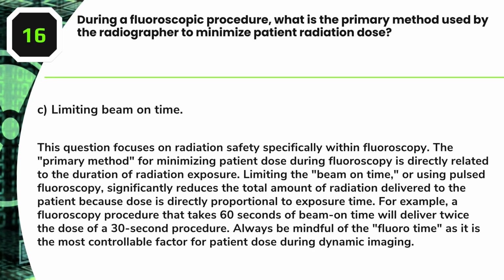Answer, C. Limiting beam on time. This question focuses on radiation safety specifically within fluoroscopy. The primary method for minimizing patient dose during fluoroscopy is directly related to the duration of radiation exposure. Limiting the beam on time, or using pulsed fluoroscopy, significantly reduces the total amount of radiation delivered to the patient because dose is directly proportional to exposure time. For example, a fluoroscopy procedure that takes 60 seconds of beam-on time will deliver twice the dose of a 30-second procedure. Always be mindful of the fluoro time as it is the most controllable factor for patient dose during dynamic imaging.